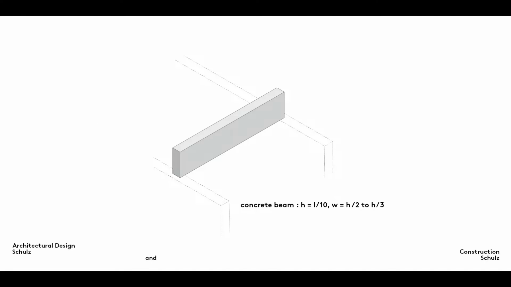There's also a useful rule of thumb for calculating the dimensions of reinforced concrete beams. The beam height should be roughly 1/10 of its span width, which is even easier to calculate than dividing by 35. The beam width should be half to 1/3 of its height. Here's an example. A beam spans 6 meters and is therefore 60 centimeters high and between 20 and 30 centimeters wide.